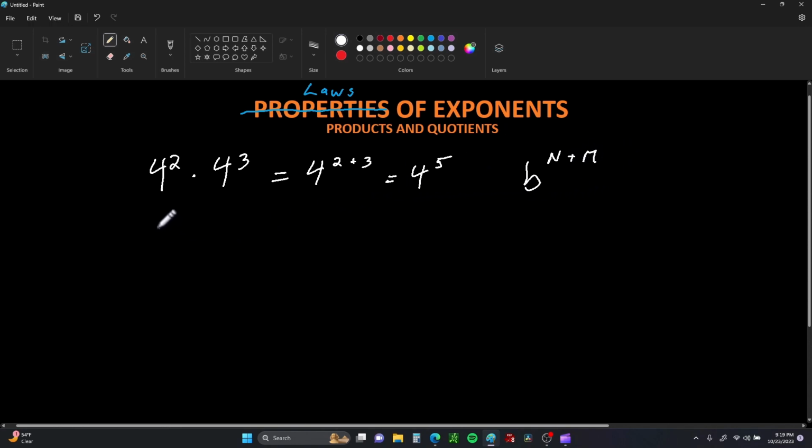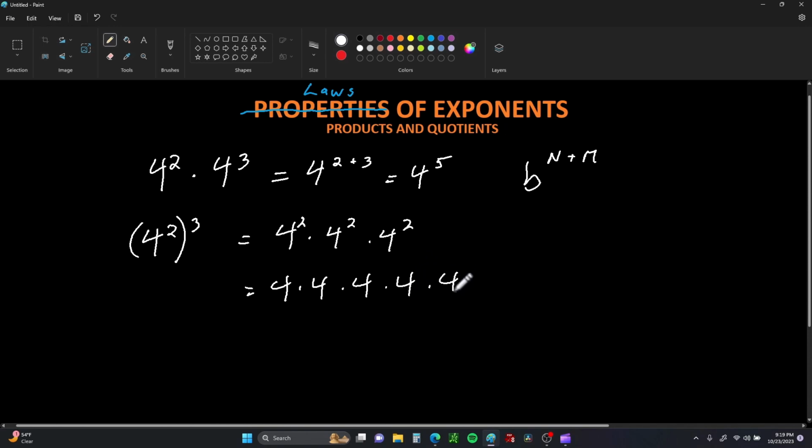So this time we're going to look at 4 squared, and instead of multiplying it by another exponent, I'm going to raise it to the power of another exponent. And when this happens, it's the same as having 3 sets of 4 squared. So this is 4 squared times 4 squared times 4 squared. And if I wrote this in expanded form, I would have the base 4 written 6 times, and the final answer this time is 4 to the sixth power.